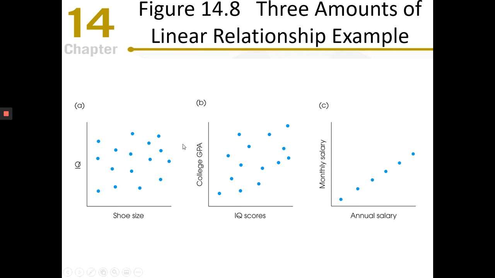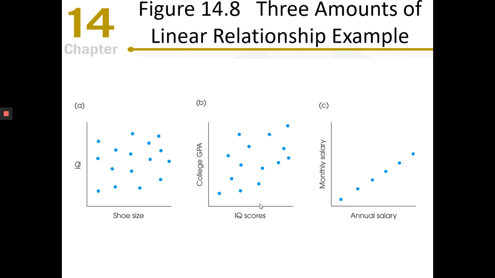Here, it's actually supposed to be a zero correlation, probably, between shoe size and IQ. If you look at it, it's kind of random. The dots are all over the place. There's probably not a correlation, and we would hope there wouldn't be a correlation between shoe size and IQ. Look at IQ scores and college GPA. What sort of correlation do you think is here?